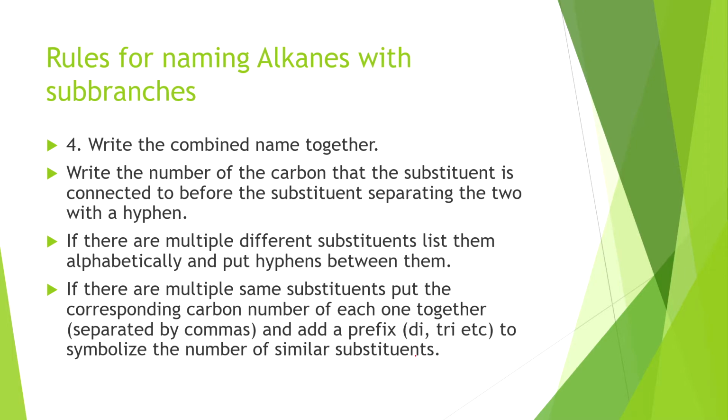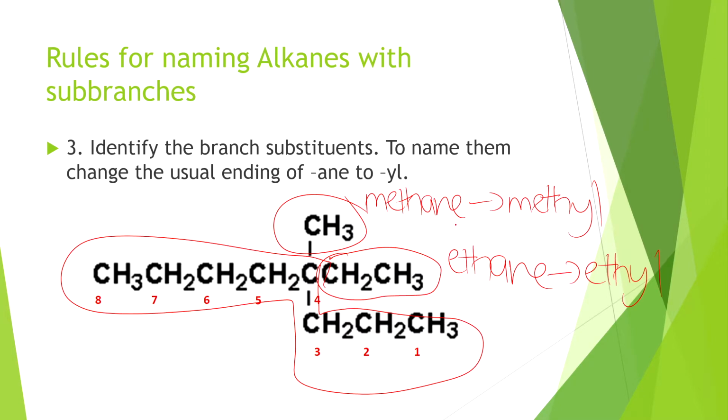So putting it all together, rule number 4. The first part of putting it all together is we want to write the number of the carbon that the substituent is connected to before the substituent, separating the two with a hyphen. So let's go back here. As you can see, there's methyl and there's ethyl as 2 substituents, and they're connected to carbon number 4. So to write them, we would put 4-methyl, separated by a hyphen here, and 4-ethyl.